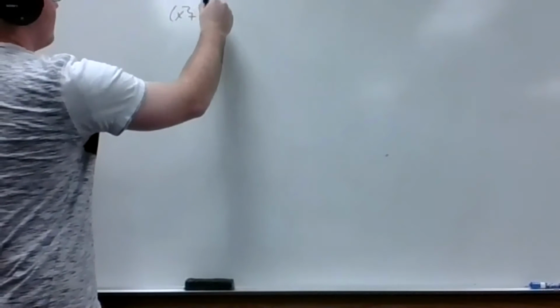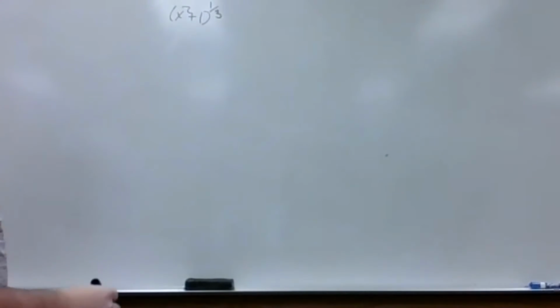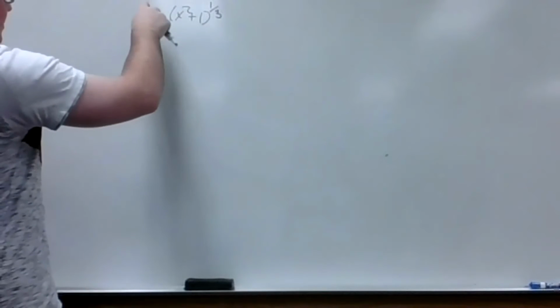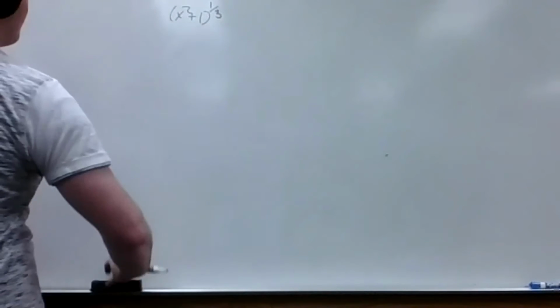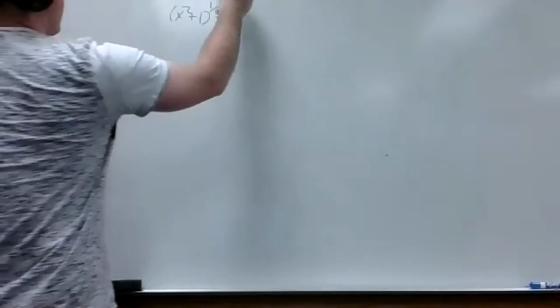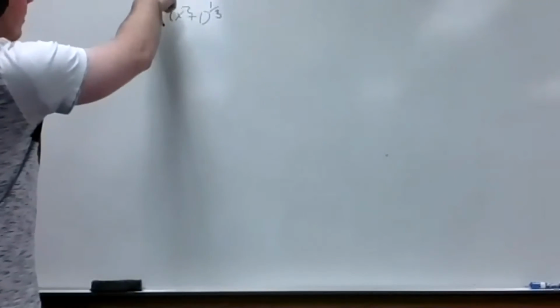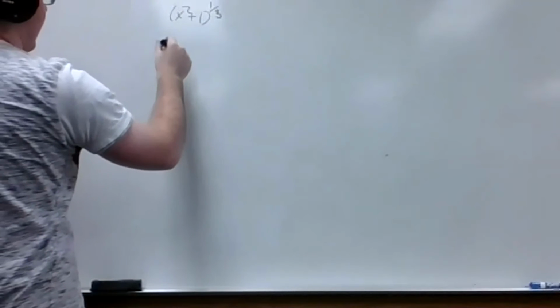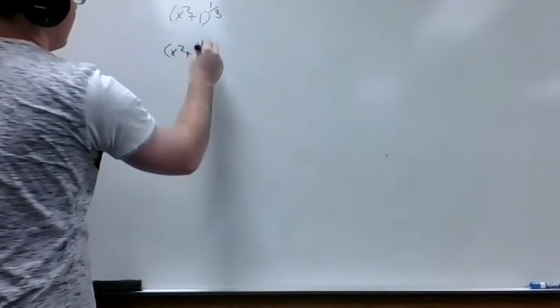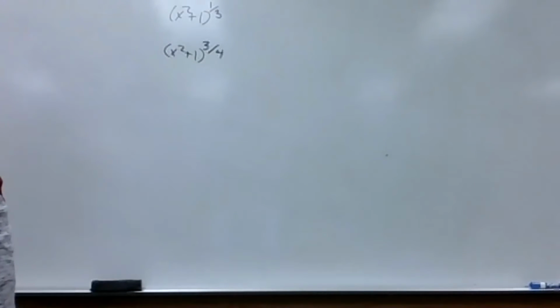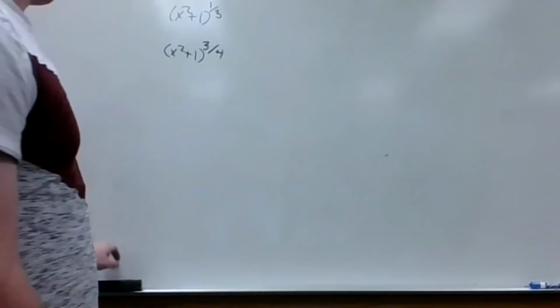So if we have something like this, we can rewrite this as x squared plus 1 to the 1/3 power. If we change this to be a 4, and this was cubed, we could rewrite this equation to be x squared plus 1 to the 3/4 power. It's pretty simple, but I found that knowing that kind of stuff really helped me on the test when I took it.